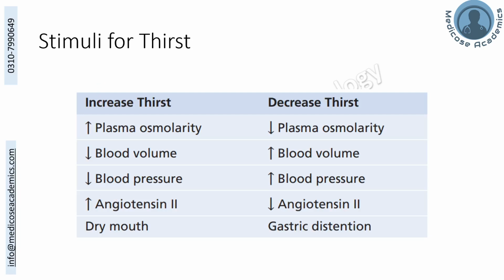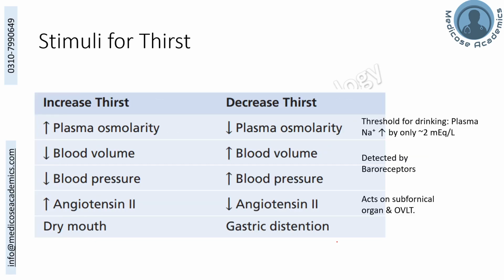Increased thirst can be because of increased plasma osmolarity. Also, it can respond to low blood volume and decreased blood pressure. Angiotensin 2 also stimulates thirst or dry mouth via the neural input. And we can reverse it to see the causes of decreased thirst, for example, decreased osmolarity, increased blood volume or pressure, decreased angiotensin 2, or gastric distension.